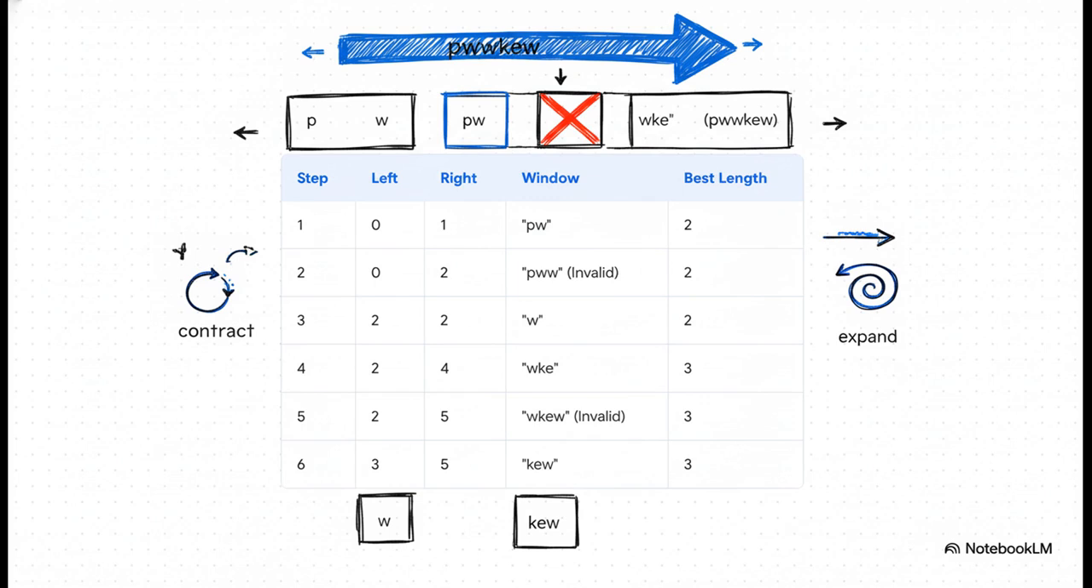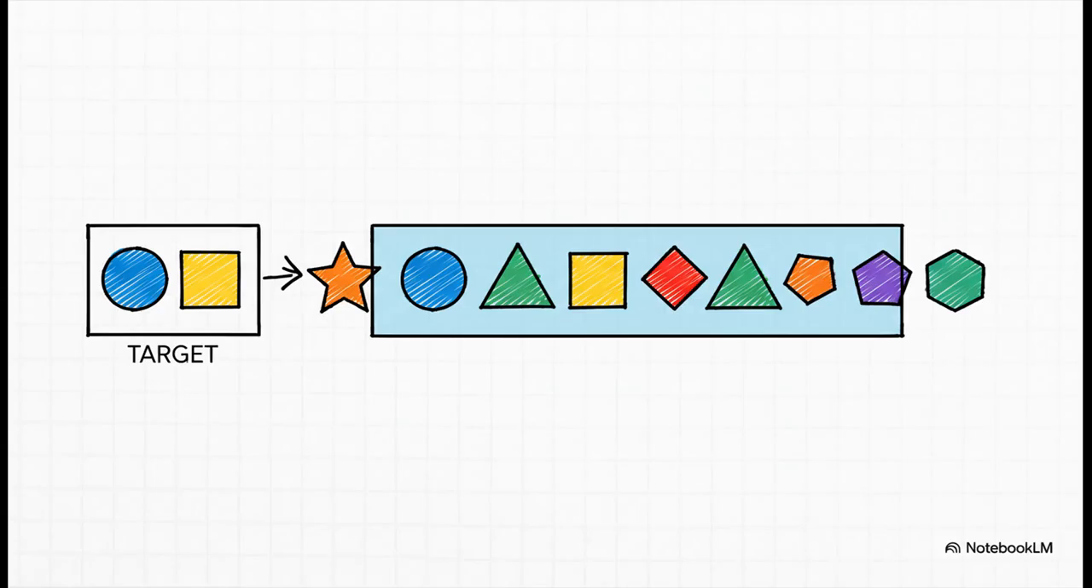We get WKE, awesome, our new best length is 3. Then we hit WKEW, invalid again because of that W. So we contract from the left, leaving us with KEW. We've hit the end of the string, and our final best answer is 3. See how that works?